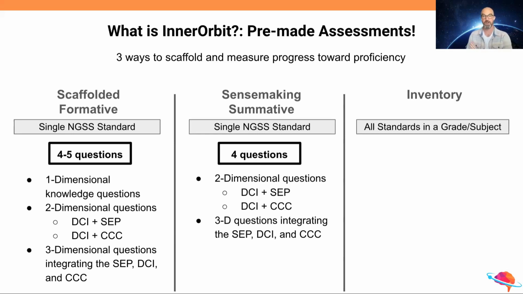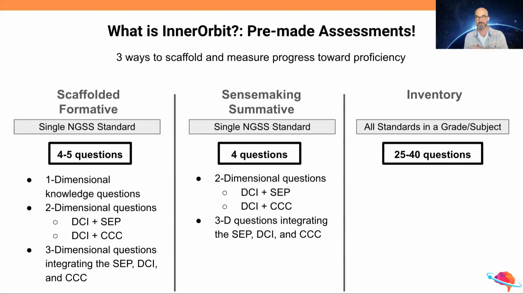Or you can use our inventories. And so these are all standards in a grade level or a subject. So all of high school life science standards, all of middle school earth science standards, like everything. And so these range from 20 to 40 questions. Some of these are enormous things. They only have 2 and 3D questions.